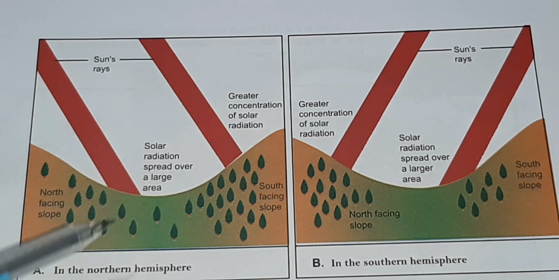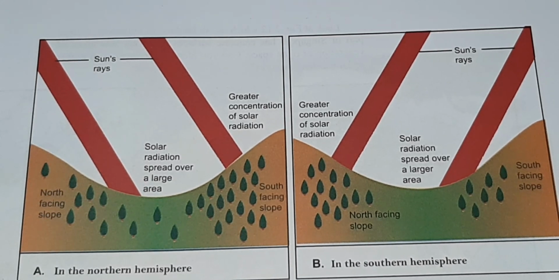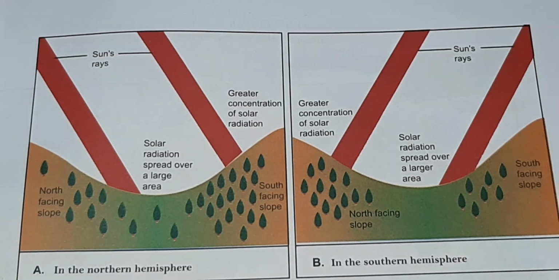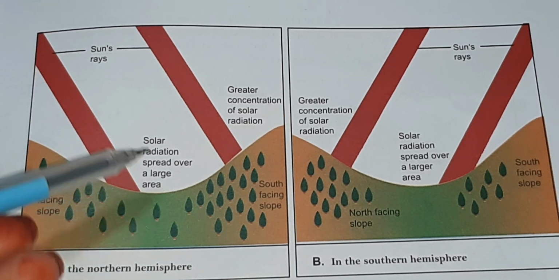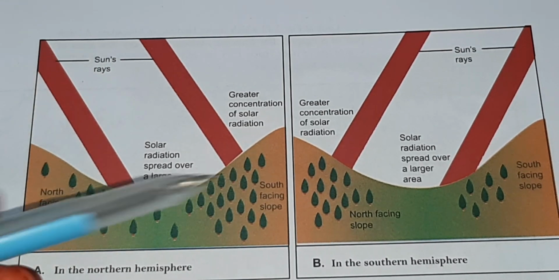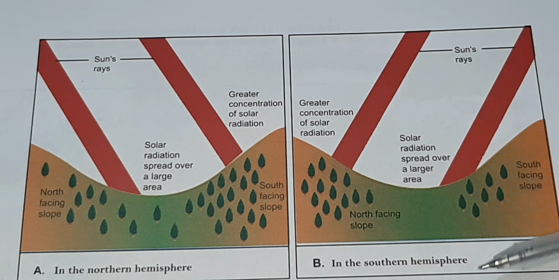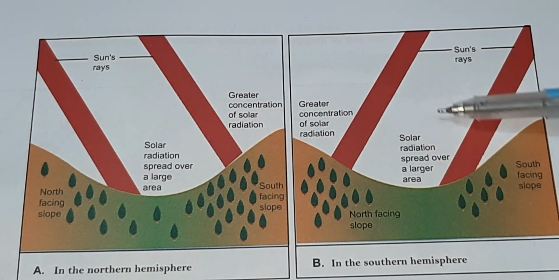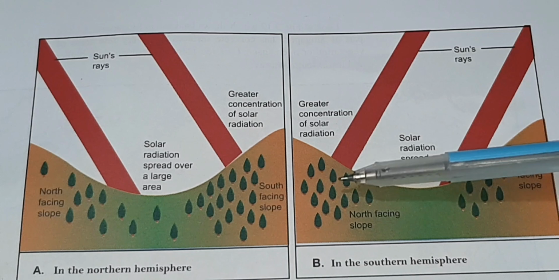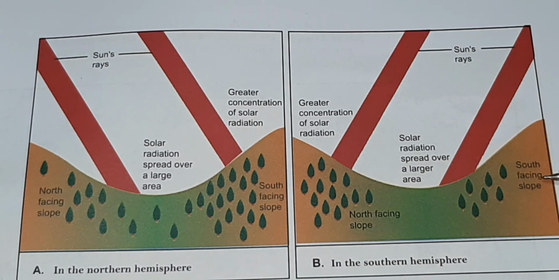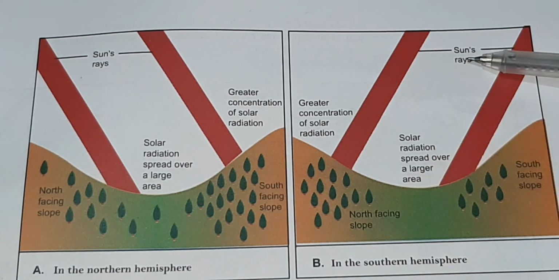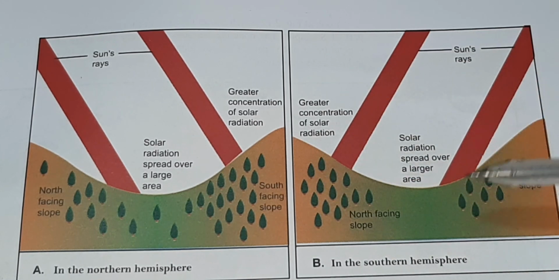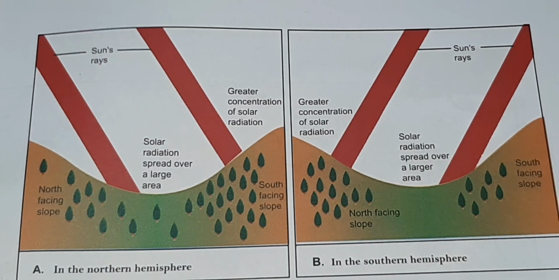So what is aspect? What do you mean by aspect? Aspect is the direction in which a slope faces in relation to the what? In relation to the sun. And here is another diagram, the southern hemisphere. So this is the same thing. Here is a north facing slope, here is a south facing slope, and solar radiation is spread over a large area. Here is the sun's ray. You need to draw a diagram, label it, color it. It can help you to remember the topics and understand them.